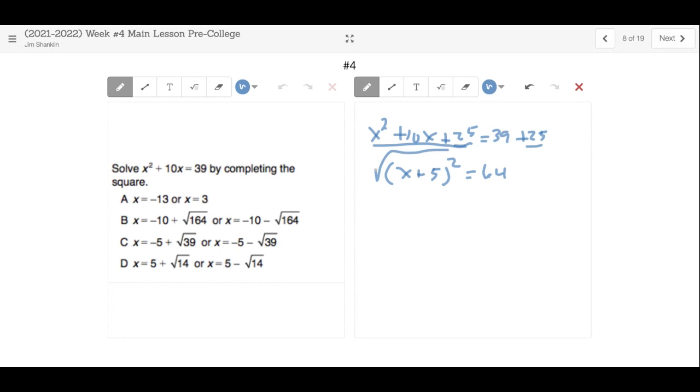So now I can take the square root of both sides. Remember, when I do that, I end up with x plus 5 equals 8, or x plus 5 equals negative 8. If I subtract 5, I end up with x equals 3. If I subtract 5, I have x equals negative 13. So it looks like letter A is the correct choice for that.